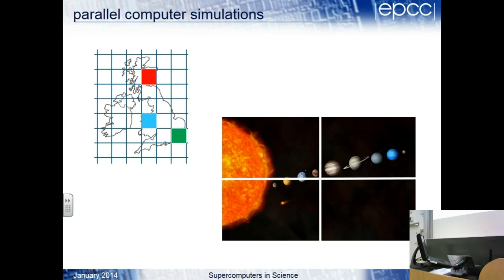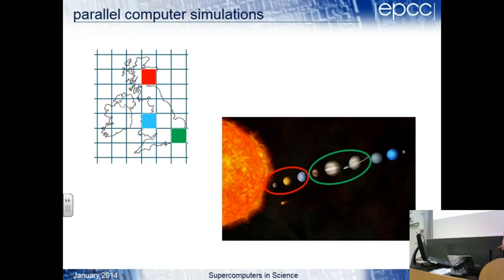Here you have to do a decomposition of the problem based on particles. So you would say, well, imagine I have three processors. I'll give the first three planets to processor one, the red processor, the next three planets to the green processor, and the final three planets, which unfortunately have disappeared off the end, to the blue processor.